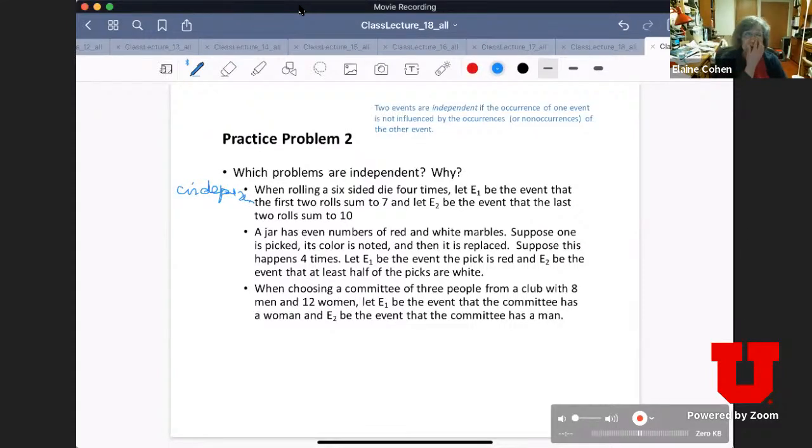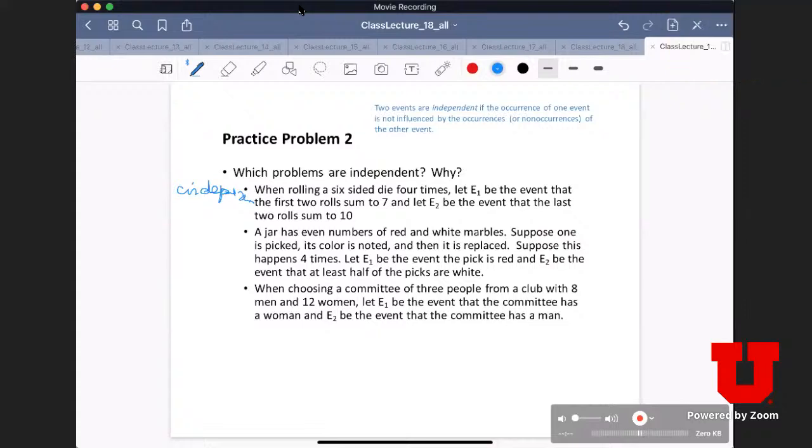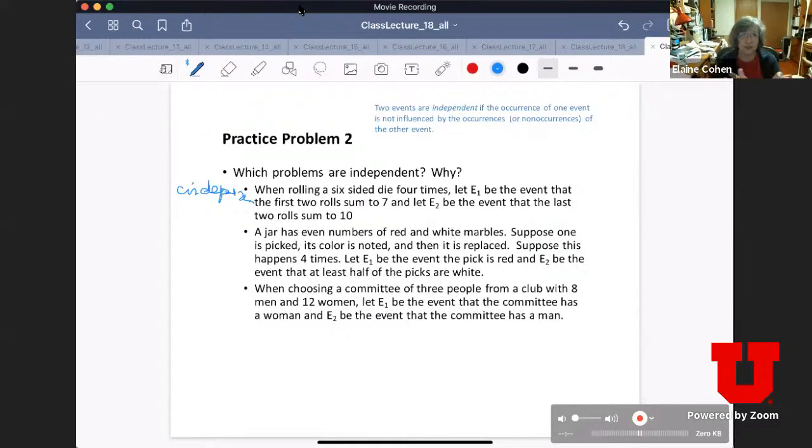Now, if I asked you if the sum of the first two rolls affected the sum of the second and third roll, would that be independent? No, because the value on that second roll occurs in two different problems, and the result of the number of possibilities affects it. So that wouldn't be independent. But this case is independent. Okay, what's the second one?